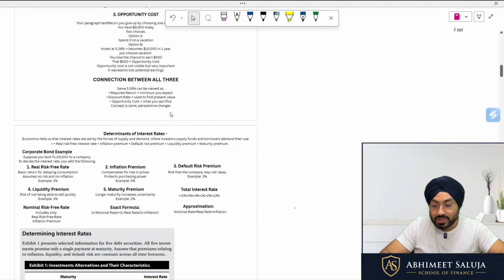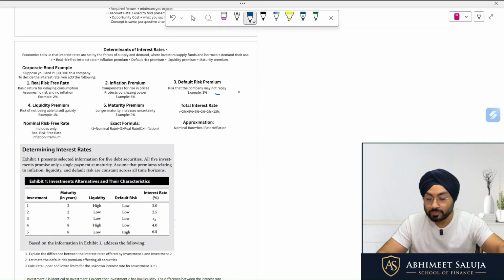I hope opportunity cost is clear. So, the connection between all three: the same 5.26 can be viewed as required rate of return, discount rate, and opportunity cost. The concepts are basically the same.